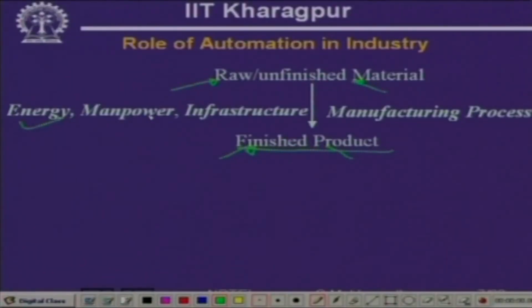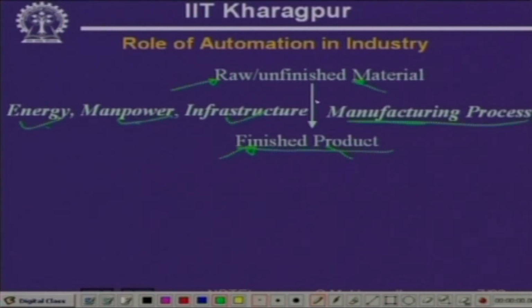How does it do that? For doing that, it requires several things. For example, it requires energy, it requires manpower, and it requires infrastructure of various kinds. It requires land, it requires equipment, it requires water, power, etc. So, all these I have categorized into three different types. One is energy, another is manpower, another is infrastructure. And using these and through a manufacturing process, the raw or unfinished material is transformed to a finished product, right. So, this is the basic function of a factory.